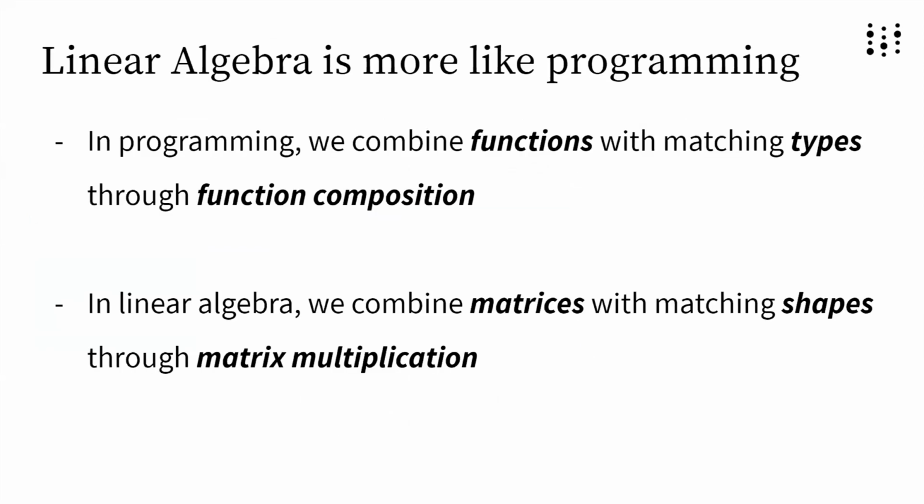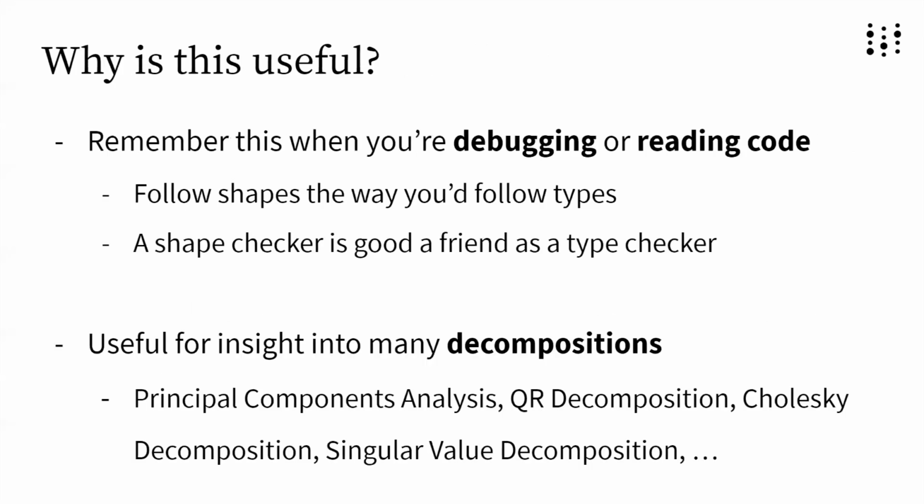So if we think of linear algebra as being about combining matrices with matching shapes through matrix multiplication, as being a special case of what we do in programming, where we combine functions with matching types through function composition, then I think we get a much deeper understanding of what we're doing with our linear algebra. And this isn't just a mathematical curiosity, though it is beautiful and fun to think about.